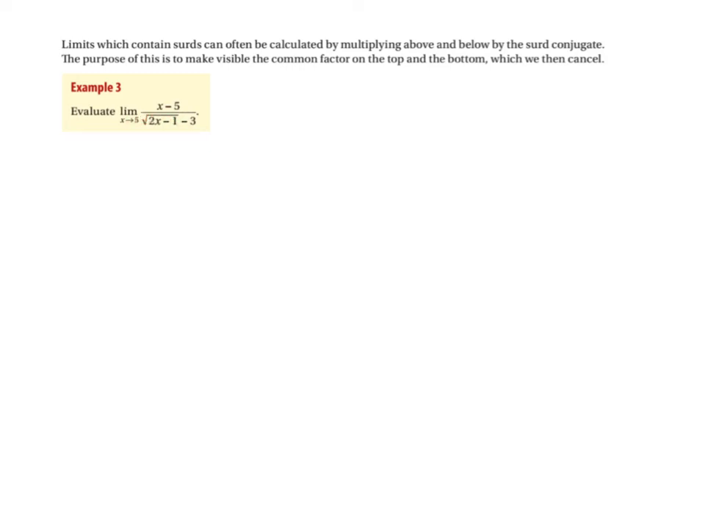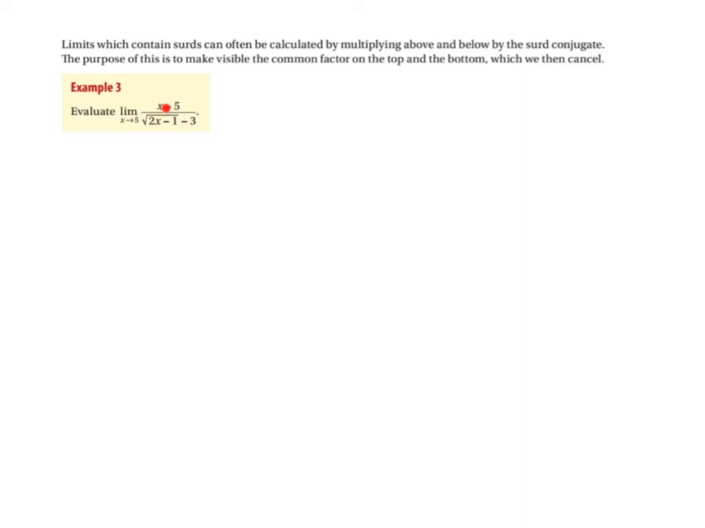If it doesn't work, then what we need to do is we multiply above and below by the surd conjugate, and then we go again. Okay, so check it, see if it works. If not, multiply by the surd conjugate, try it again. Okay, so let's put 5 through. This shouldn't be too difficult.